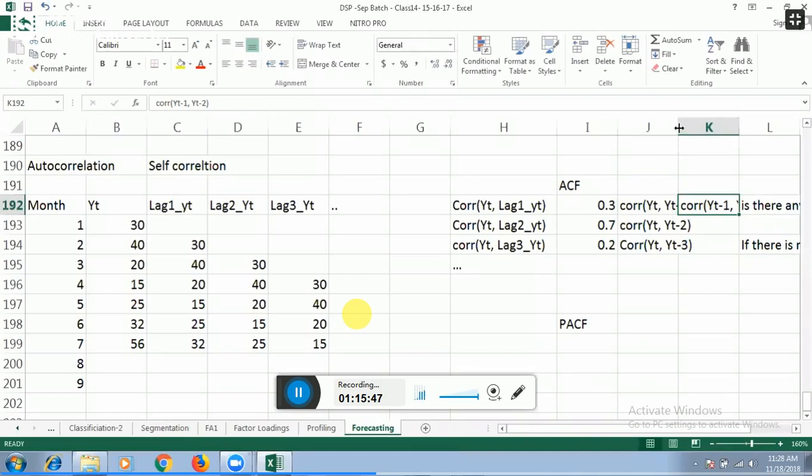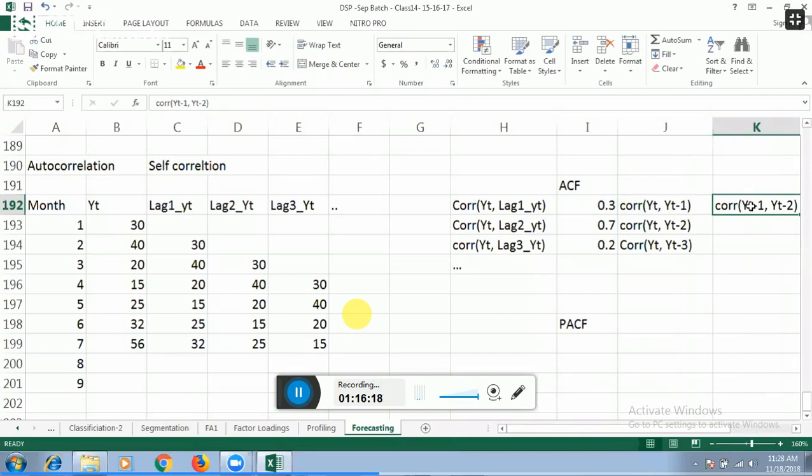What I'm indirectly saying is, assuming that there is a relationship between your current value and the previous value, and the previous value and the previous to previous value also have a relationship, that means YT minus 2 also influences my YT, and YT minus 2 also influences YT minus 1.